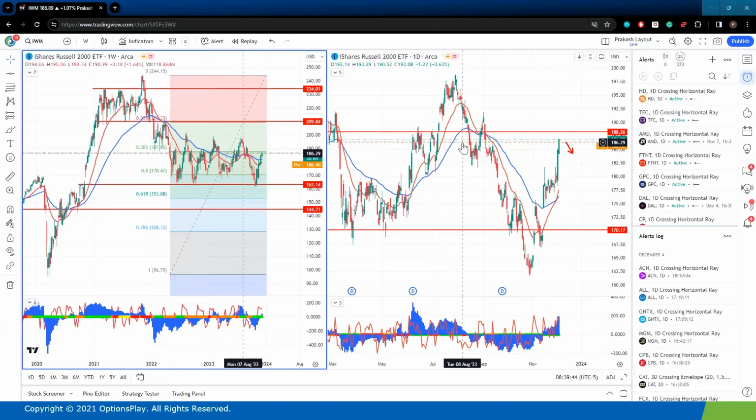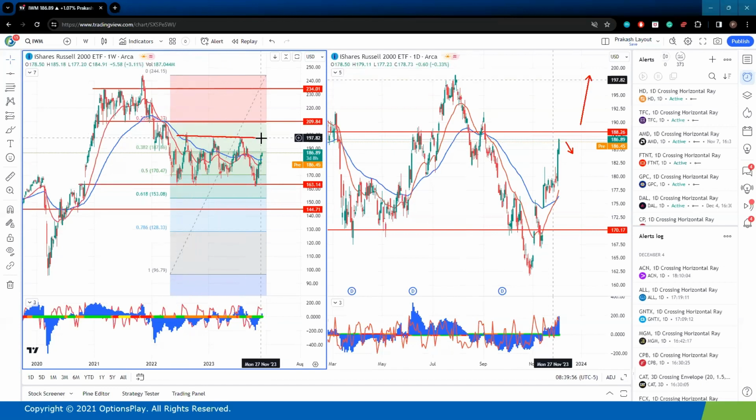But given the fact that we are in a risk-on environment and market sentiment is pretty positive, we could very well see a breakout and a continuation higher, with the next resistance zone being at around 200. As you can see, it's a major level of resistance on the weekly. And then we have 210, which is a 23.6 fib level. So very obvious key areas to be looking at here for IWM.